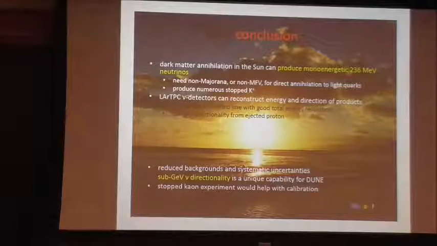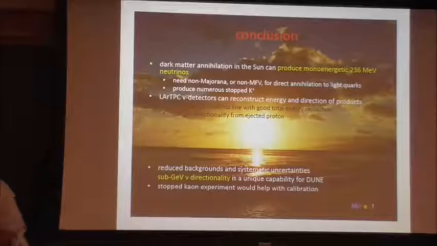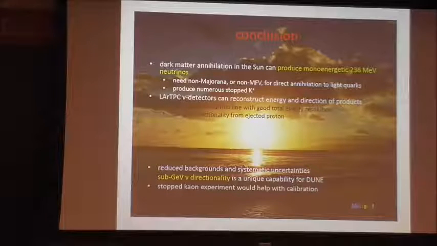So maybe I'll just conclude by saying that dark matter annihilation in the sun can produce monoenergetic 236 MeV neutrinos. Basically, all you need is either a model where your dark matter is not a Majorana fermion, or where you don't have minimal flavor violation. In that case, there's no reason why you shouldn't annihilate with a substantial branching fraction to light quarks. When they hadronize and shower, and those hadrons interact with the solar medium, you get a bunch of stopped K+, which will decay at rest and give you that low-energy monoenergetic neutrino.